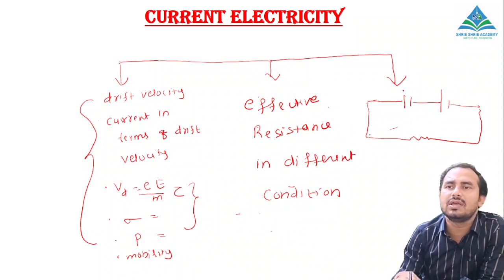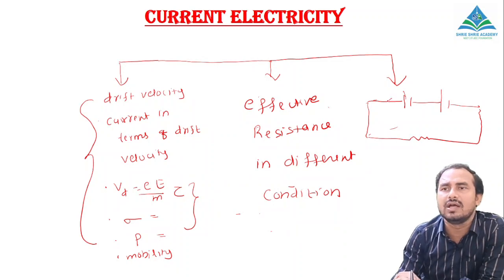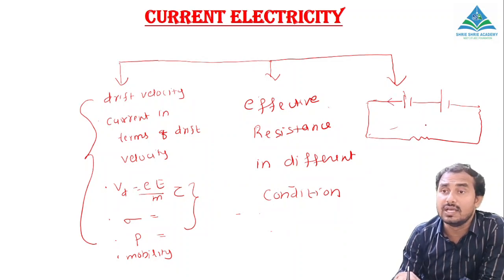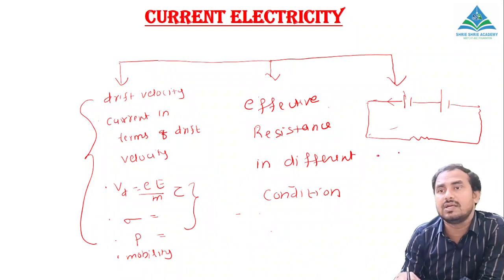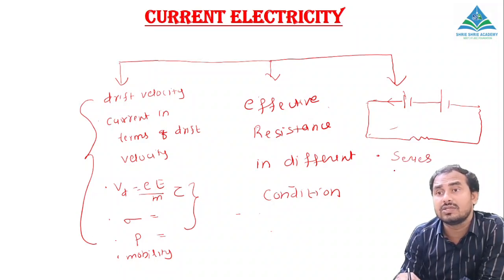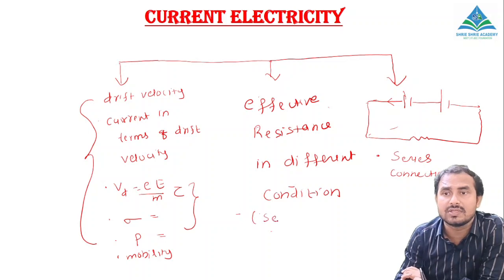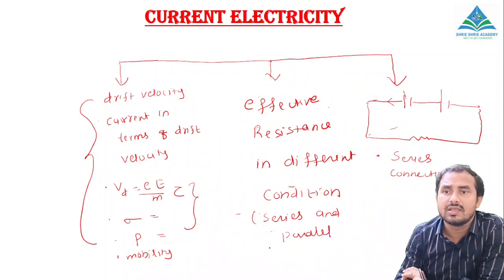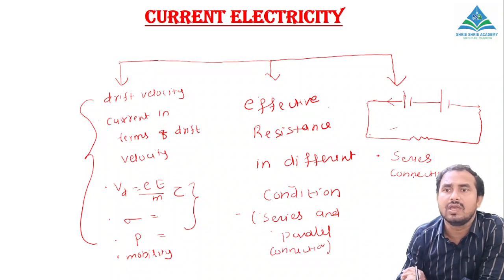Then you need to know how to find the current, how to divide the voltage, and how to find the terminal EMF. So what do you need to learn? Series connection of cells. Here you are learning series and parallel connection of resistance.